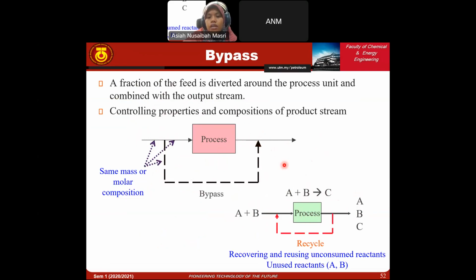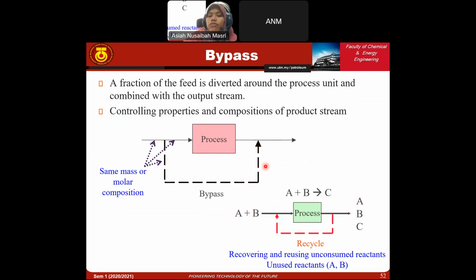So it's a contrast to the recycle. In recycle, we have a mixer first. After the feed, we have feed, mixer, process, splitter, and then the final output. For the bypass, we have the feed here, we have the bypass, we have the process, and we have a mixer here. And then finally, we have the output.